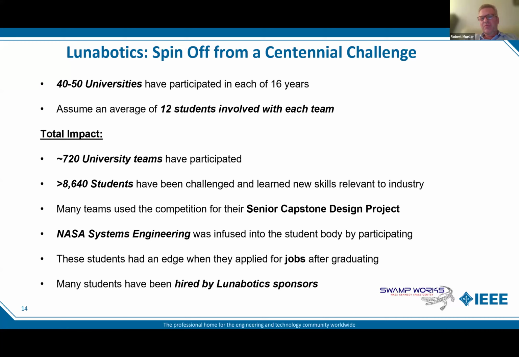A lot of these teams use it for senior capstone design projects, so the professors love it because they get a 2 semester structured class that we provide to them based on systems engineering, which results in building an actual piece of hardware with software and controls, and then you go on a mission to Florida. So this is really a great way of training people.